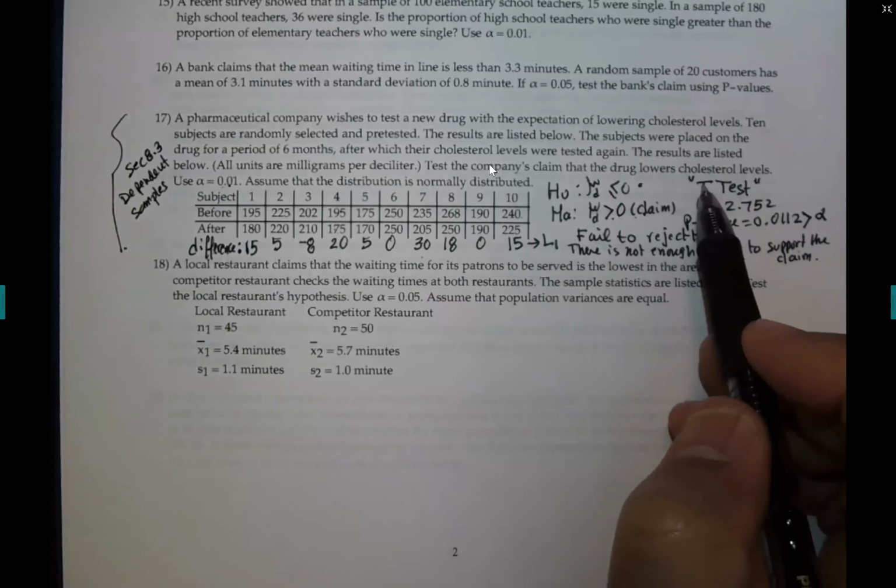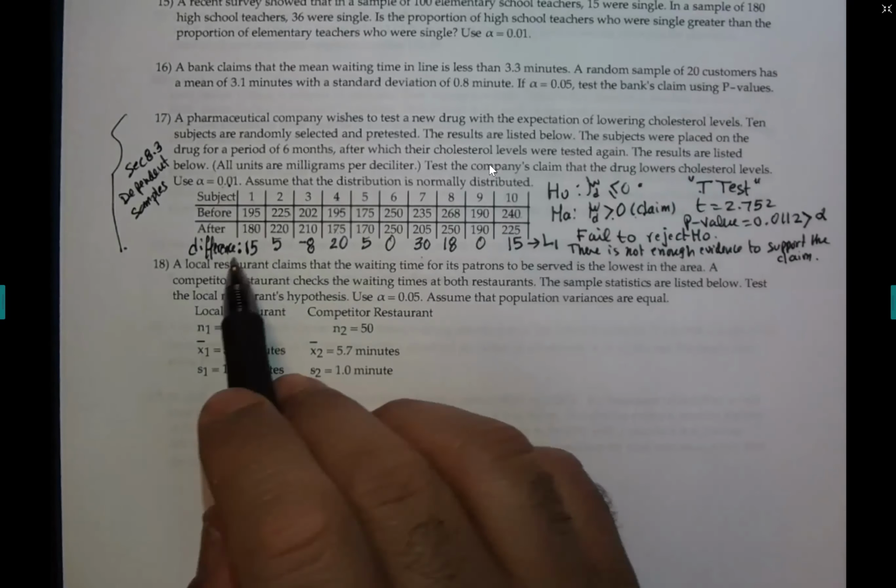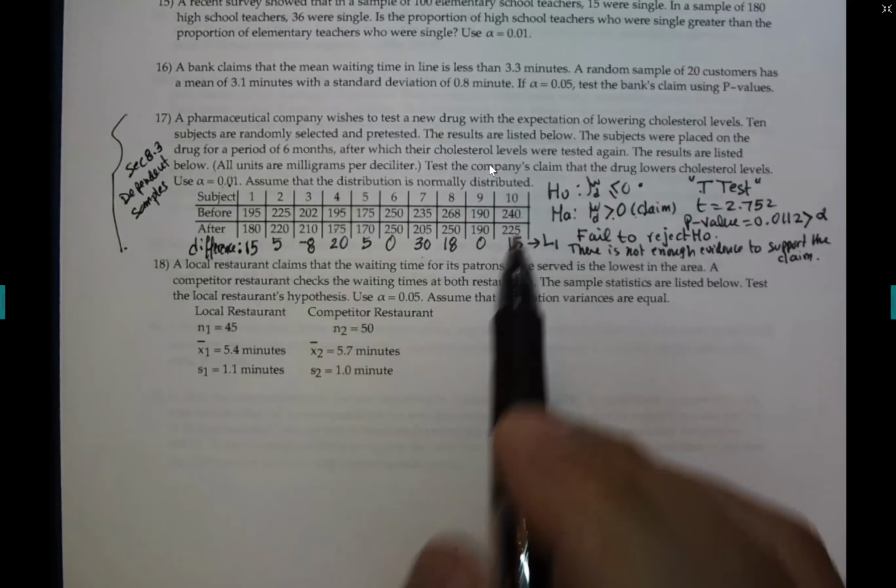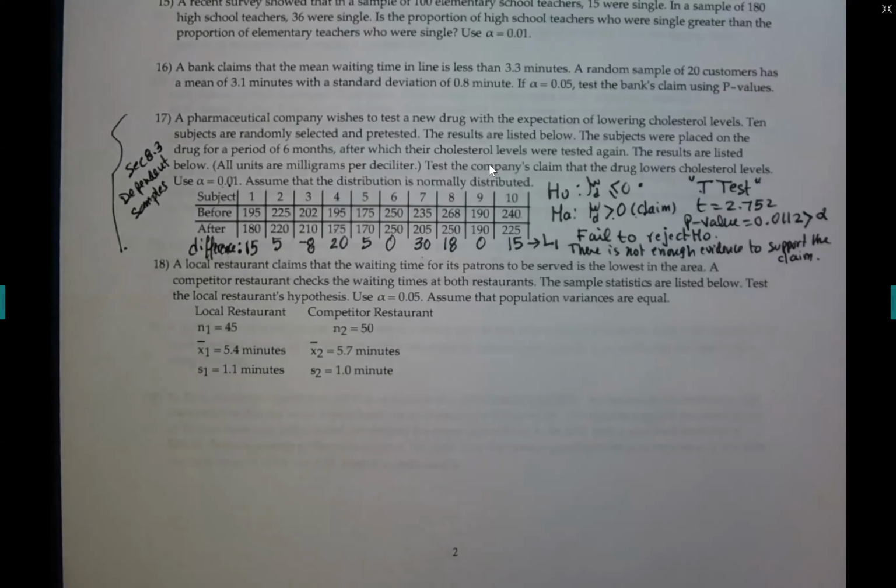Okay, so we're gonna run a t-test on this. Let's put this one in L1. Let's do this together, guys, and show you how I came up with the values there. So I'm gonna put them in a list. Let's put them together. So I got 15, 5, -8, 20, 5, 0, 30, 18, 0, 15.